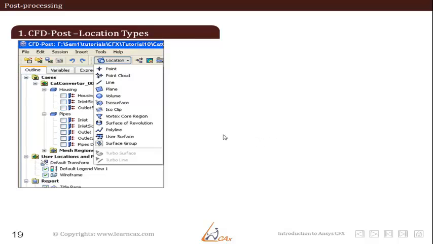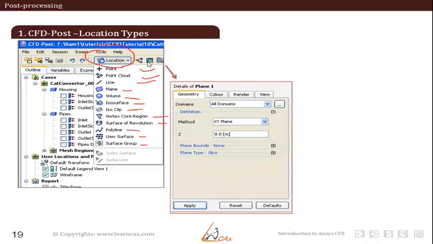Let us see how many and what type of user-defined locations we can create in CFD Post. These are available in the locations section. So for creating any location, we click on this location section. We have points, point clouds, line, plane, volume, iso surface, iso clip, vortex core region, surface of revolution, polyline, user surface, and surface groups.